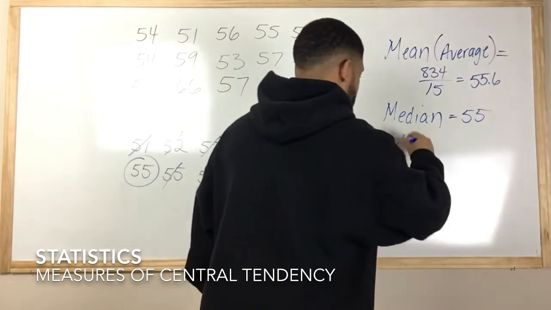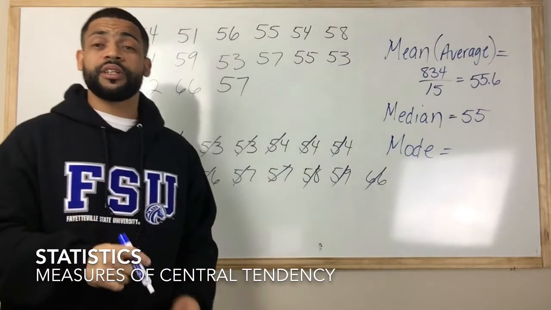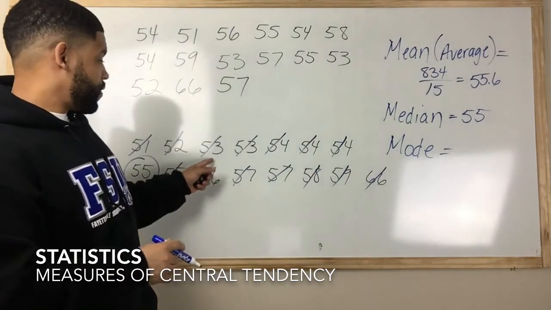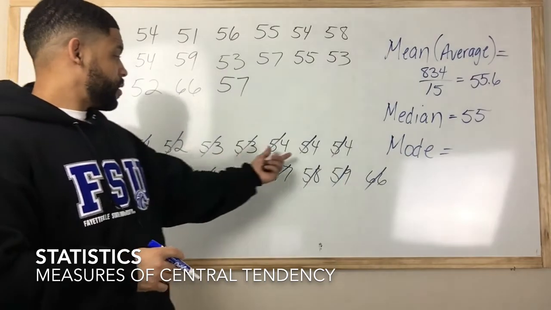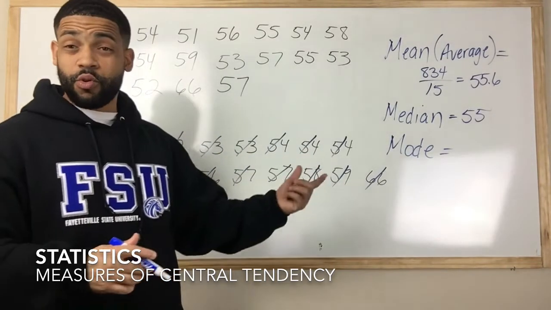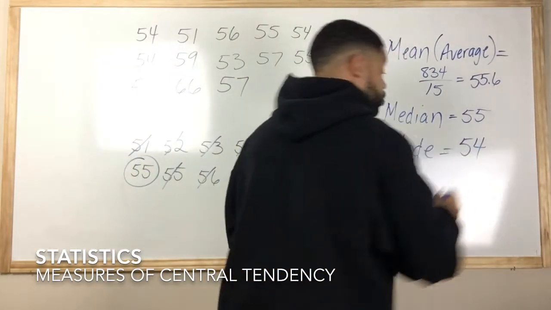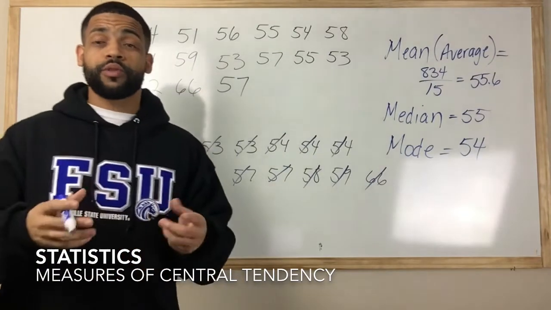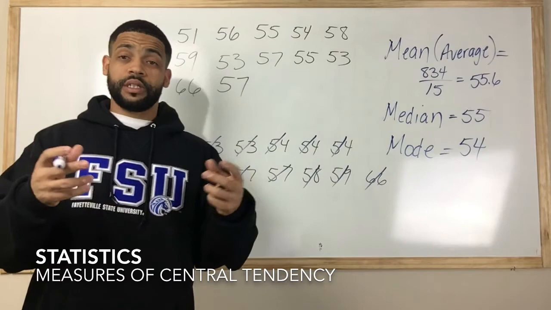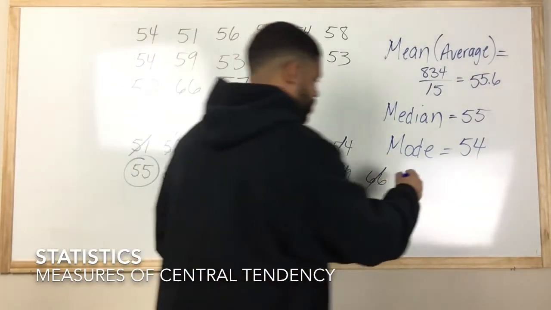Next we have the mode of the data set. The mode is the number that occurs the most. In this case, 53 occurs twice and 54 occurs 3 times, so 54 is the mode because it's the number that occurs the most in the data set. You may have cases where there is more than one mode. If two numbers occur the most frequently, then you would have 2 modes.